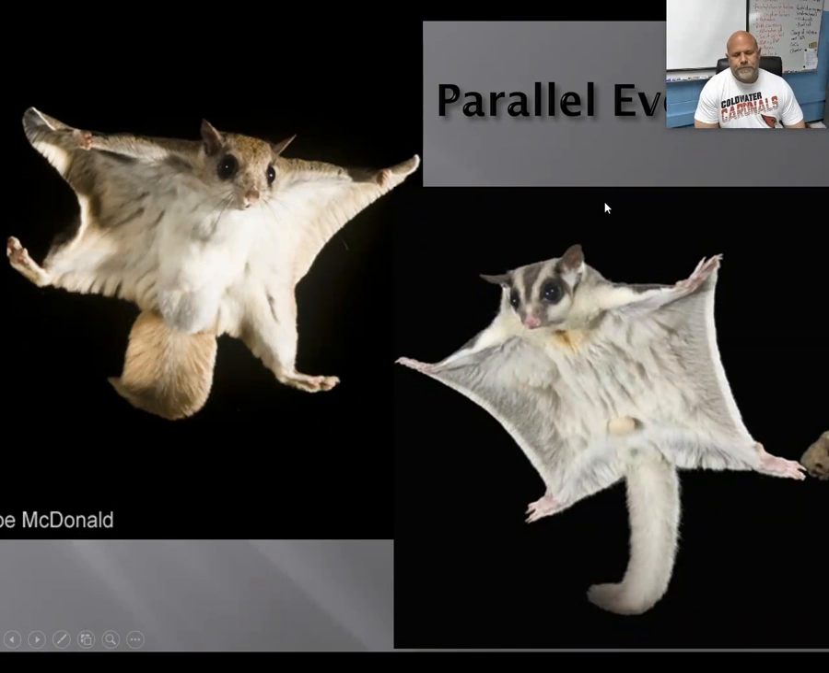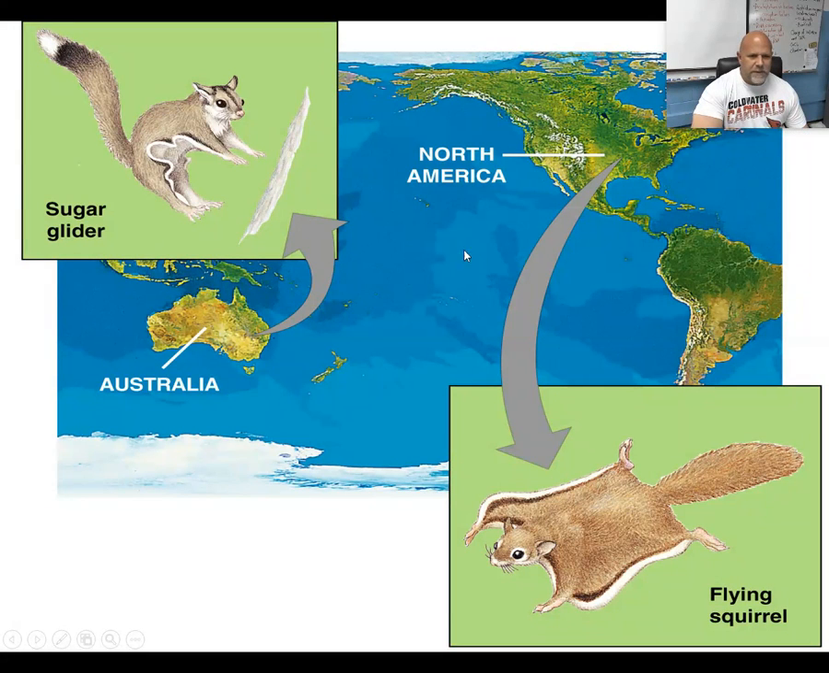Parallel evolution is when two species arrive at the same result, but they went down very different paths. So the flying squirrel and the sugar glider have gone down totally different paths. One adapted to the environment in North America and one adapted to environments in Australia, but very similar environments. They fill a similar niche. One's a marsupial and one's a placental mammal, but they fill a similar niche in both of those environments. So they look almost identical, even though they have no related ancestry, or not anything recent anyway.